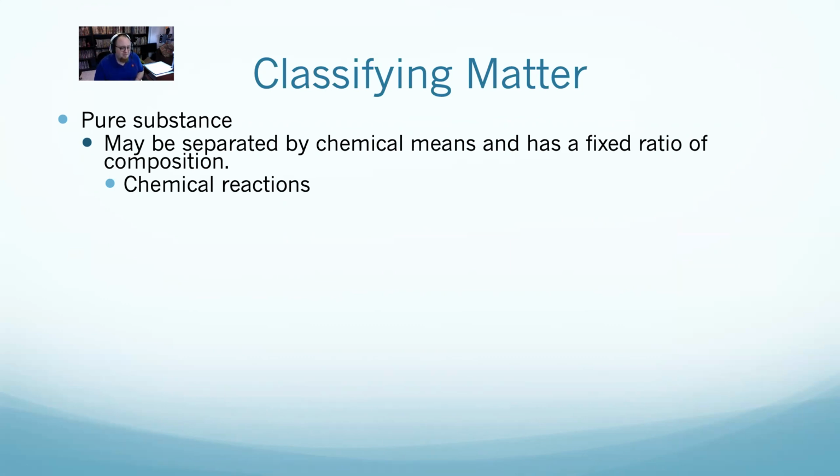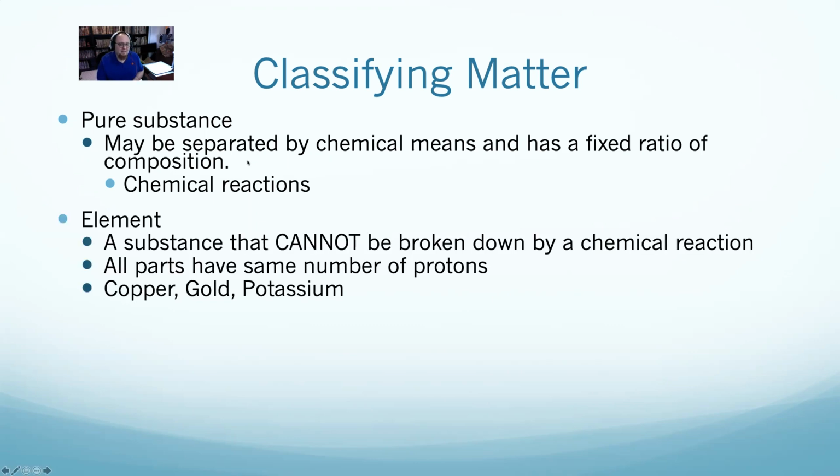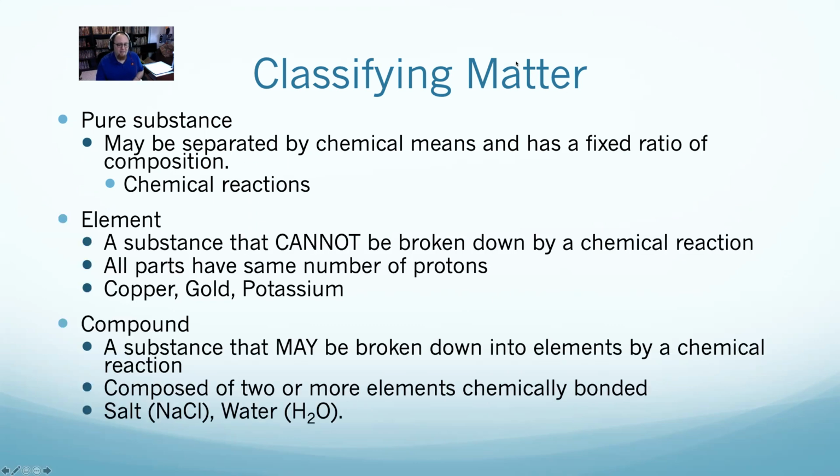Pure substances have two subcategories: elements and compounds. An element is something that cannot be broken down further, and it's all made up of things with the same number of protons. That's what we've been talking about so far. I got a hunk of copper, that's an element. I got a hunk of gold, that's an element. I got a hunk of potassium, that's an element.